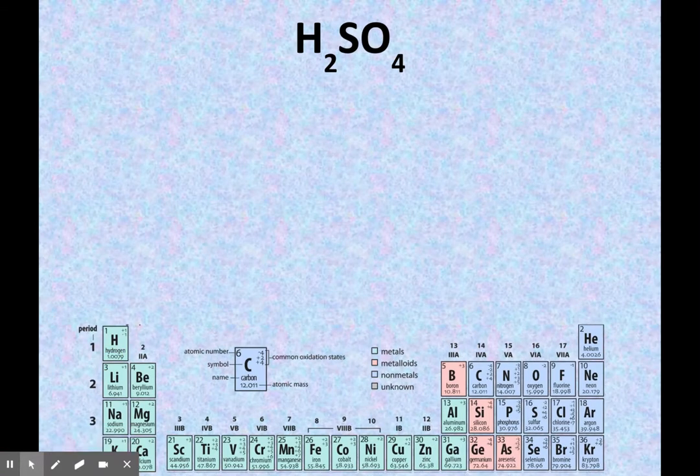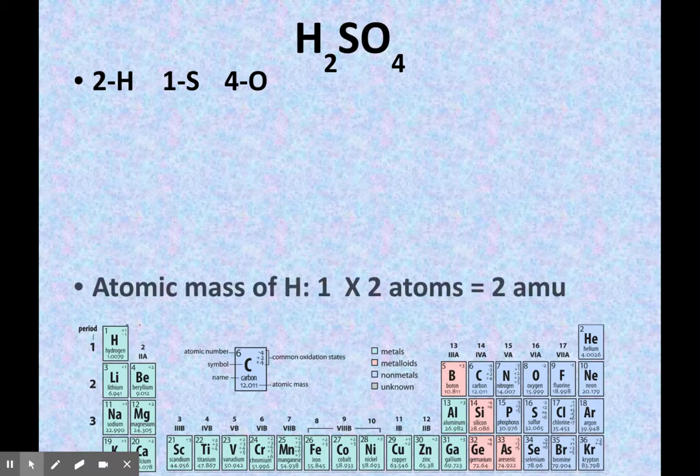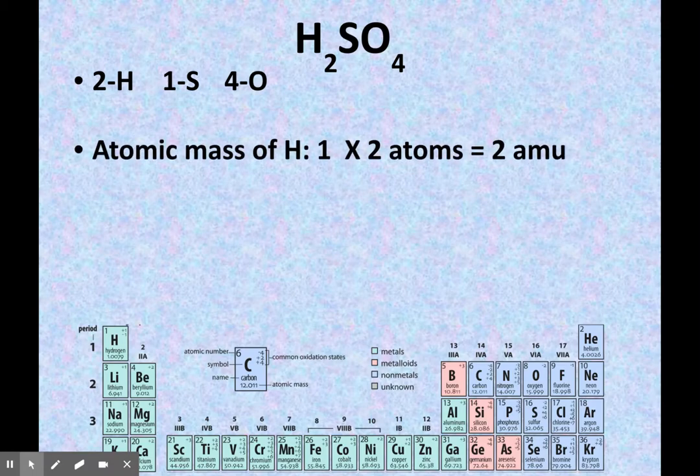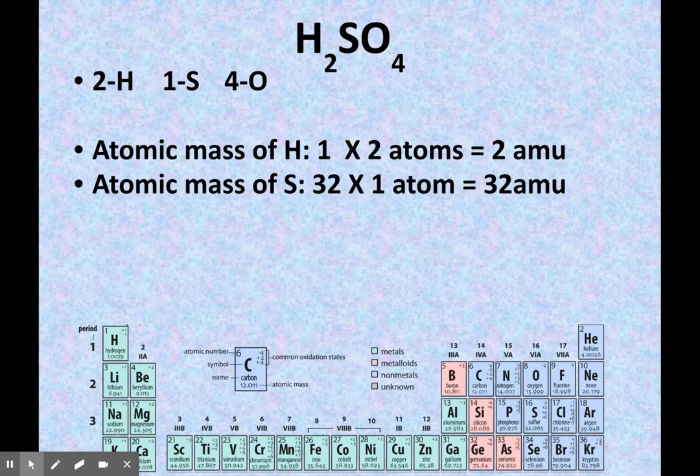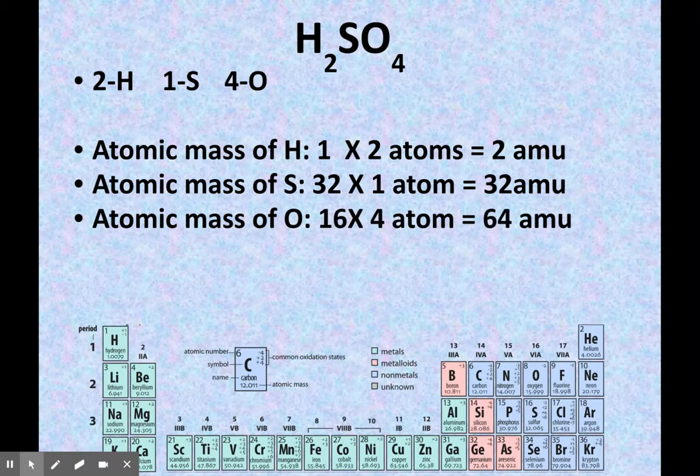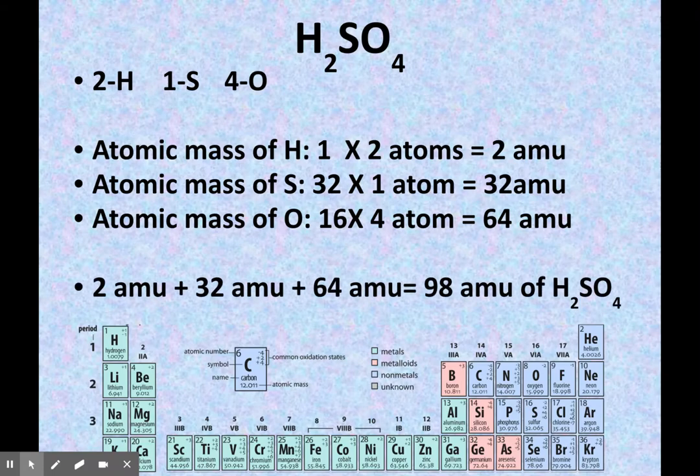The next example, H2SO4. So we've determined how many of each atom we have. We have 2 hydrogens, 1 sulfur, and 4 oxygens. Then we're going to multiply however many we have by the mass. So hydrogen has a mass of 1, sulfur has a mass of 32, and oxygen has a mass of 16. All of those multiplied by how many atoms we had. And then we add all of those together. 2 plus 32 plus 64 gives us a mass of 98 AMUs for H2SO4.